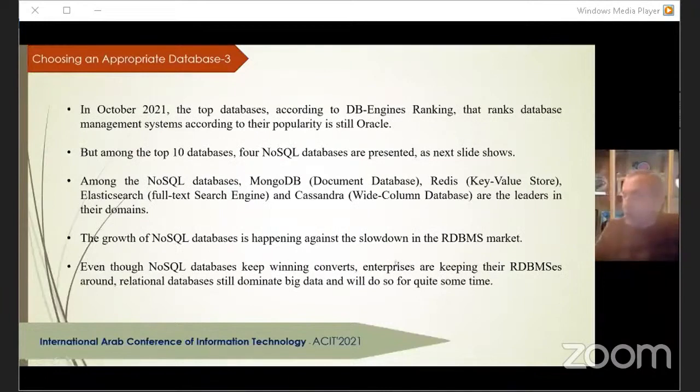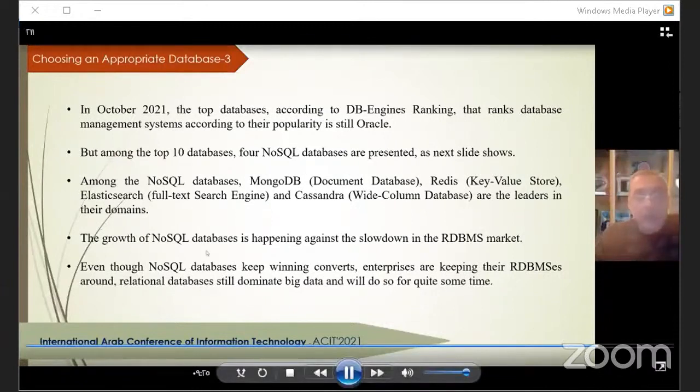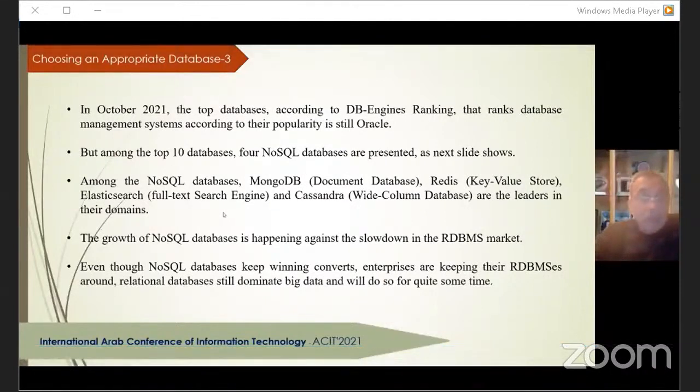So finally, let's look at a recent statistic regarding the popularity of database models, which may give an important indicator about the importance of NoSQL databases in October 2021. According to DB-Engines Ranking, among the top 10 databases, four of them are NoSQL databases. These are MongoDB, Redis, Elasticsearch, and Cassandra.